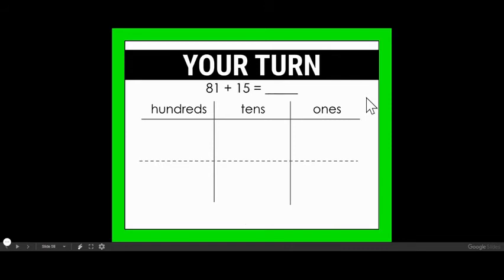All right, you're going to do another one. This one you're going to do a little bit more on your own. So go ahead and draw your HTO chart again. Draw the dotted line down the middle so you can have that to separate your two addends. All right, let's start with our first addend, 81. Go ahead and branch 81 and put it in our HTO chart.